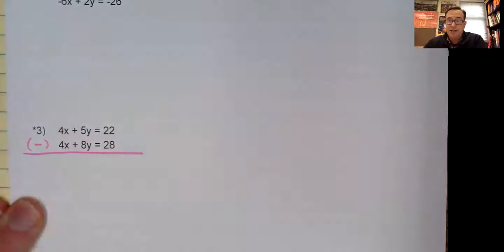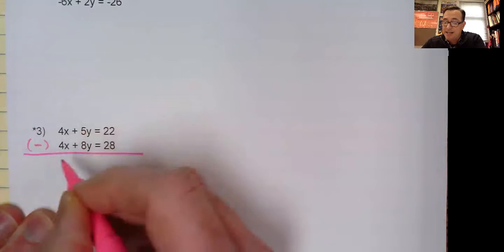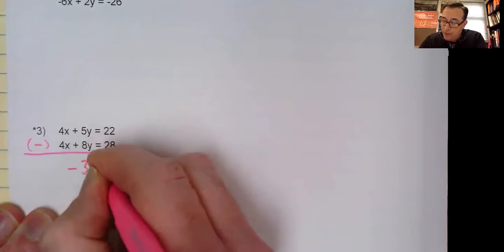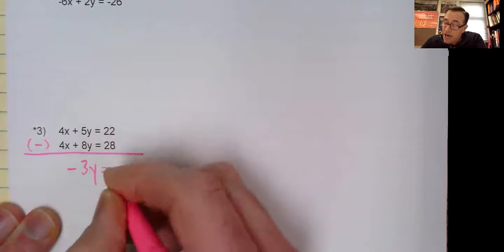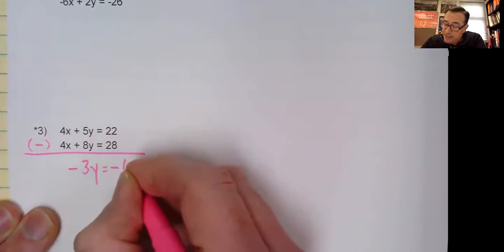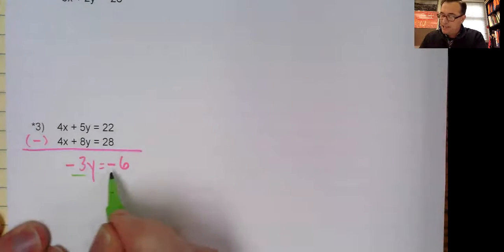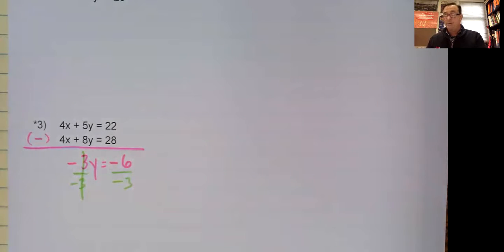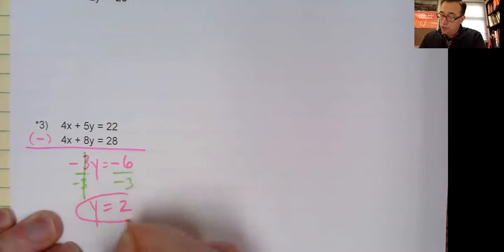4x minus 4x cancels out, it's gone. 5y minus 8y is going to be a negative 3y. And if I do 22 minus 28, I will end up with a negative 6 because I'm taking more away than I had. So now it should be pretty straightforward. Same thing as the last time. I divide by that coefficient. If I divide by negative 3, I'm going to get in this case that y is equal to 2.